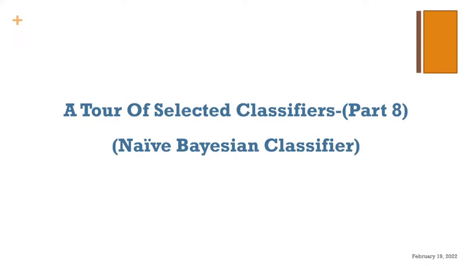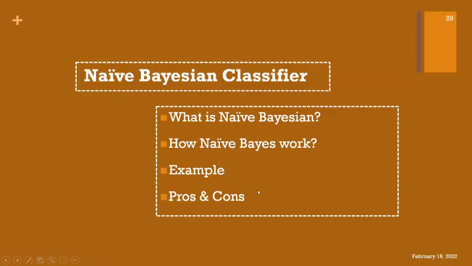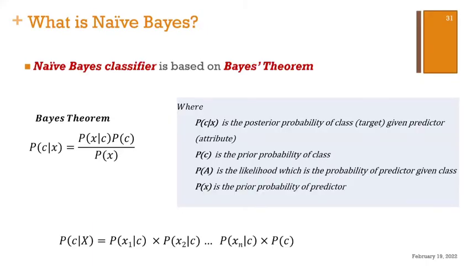So today, as we can see, we are going to look into the 8th part of the selected classifier tour. Specifically, we started by using a naive-Bayes classifier last week, where we went through some of the introductory aspects. We looked into what we mean by naive Bayesian and how it works. Then we discussed an example. Today we are going to continue from where we stopped.